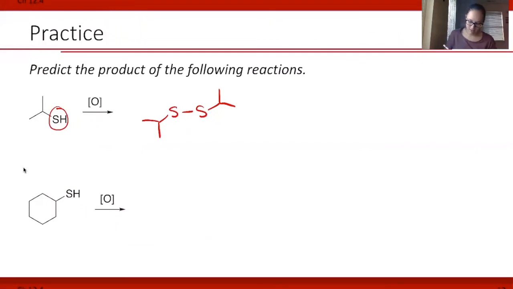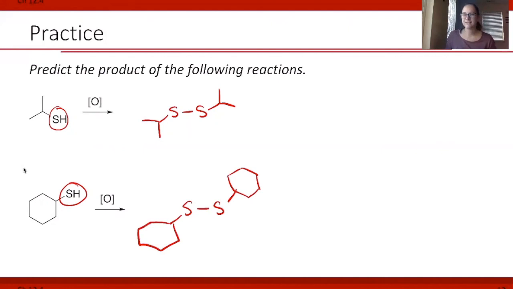Okay, and then again, we have our thiol that's being oxidized. We're going to have a sulfur-sulfur bond, and then draw the same carbon chain on both. In this case, the cyclohexyl. A lot more simple than oxidations of alcohols, but it is important to know that these are different for sure.